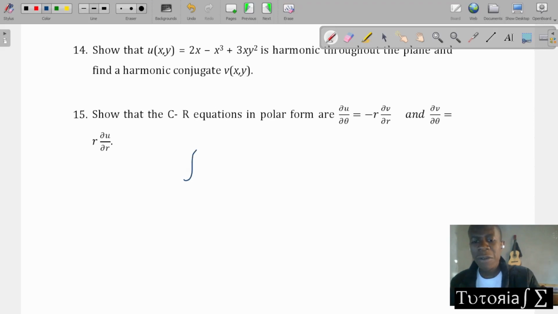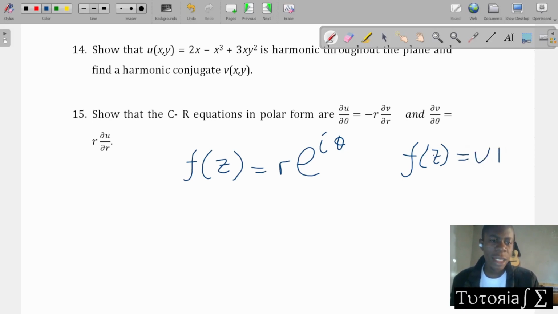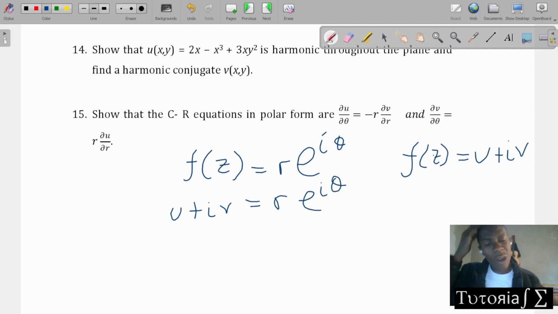So we know f of z in polar form is equal to r e to the i theta, all right? This is f of z in polar form. And we know that f of z needs to have a real part plus i an imaginary part, u plus iv. So u plus iv is equal to r e to the i theta. Basically the goal here is just to differentiate everything with respect to r, then everything with respect to theta, and we are done. So step one, differentiating with respect to r.